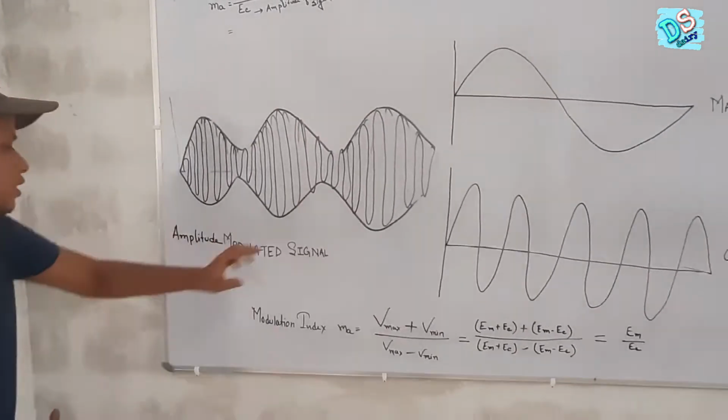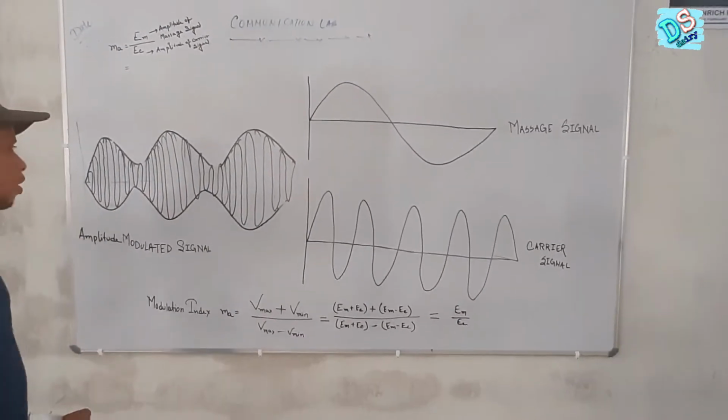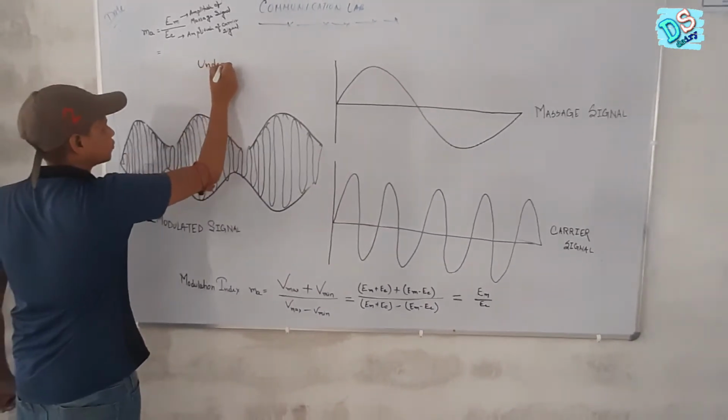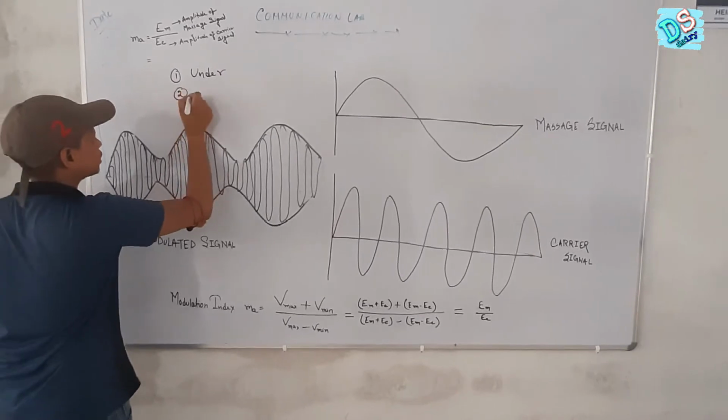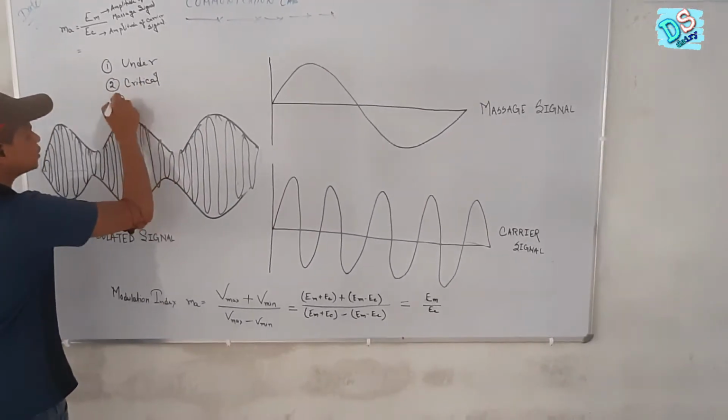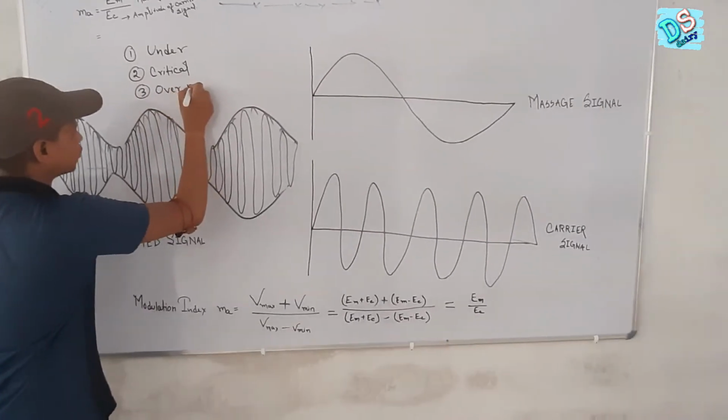Amplitude modulated signal, right? There are three types of amplitude modulated signal. One is under, two is critical, and number three is over modulated signal.